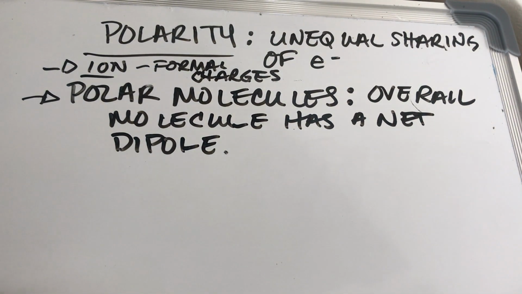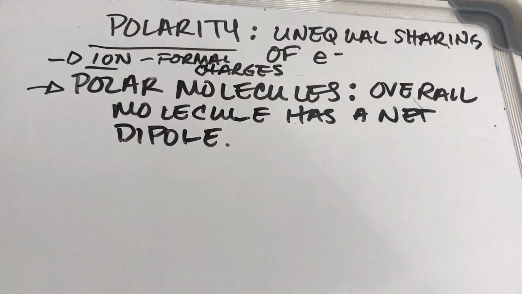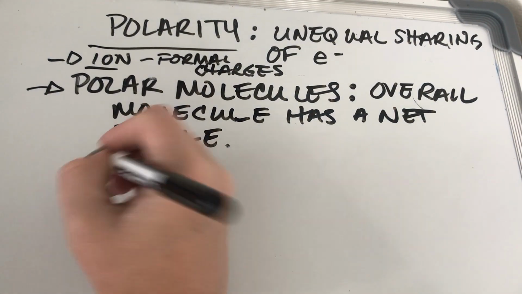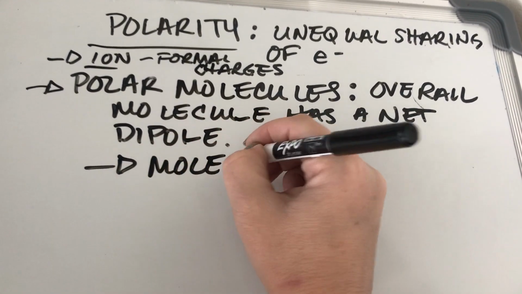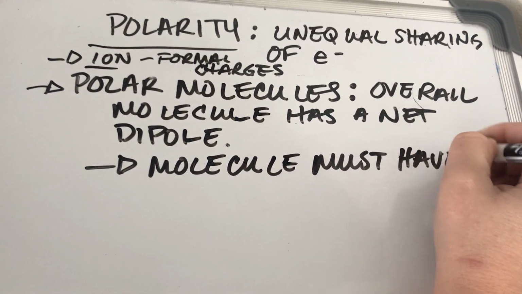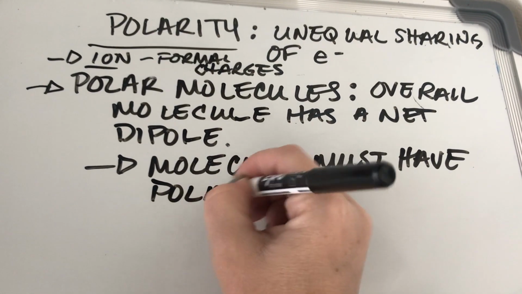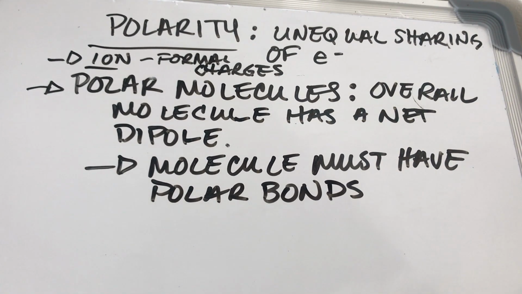Okay, so we defined a polar molecule in hard to understand terms. Now let's define it in something a little more straightforward. In order to have a polar molecule, the molecule must have polar bonds. If you have a molecule that doesn't have any polar bonds, then there's no way it can be a polar molecule. Does that make sense?